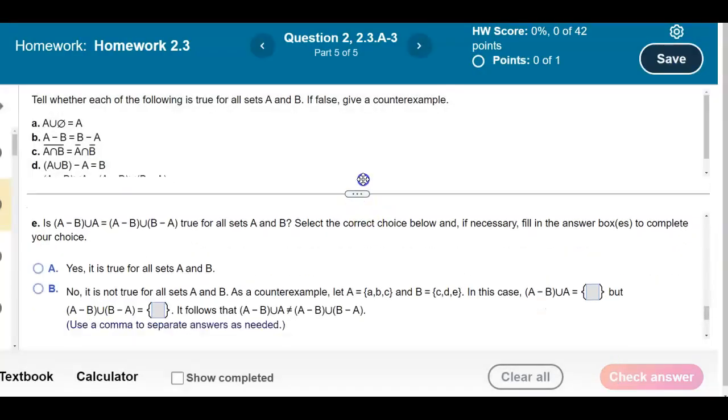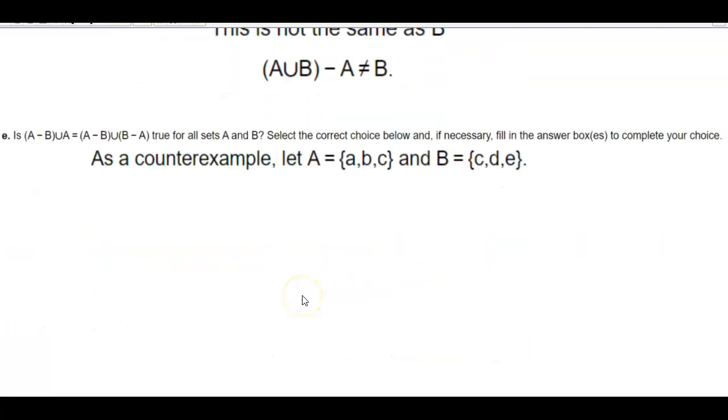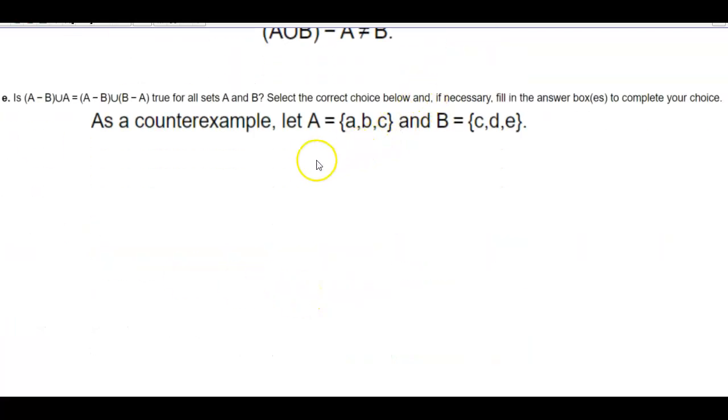Okay, now let's go to E. It says, is the set difference of A to B union set A equal to the set difference from A to B union the set difference from B to A? So let's go ahead and do that. As a counterexample, we're going to let set A equal {a, b, c}, and we're going to let set B equal {c, d, e}. Now the first thing is first.